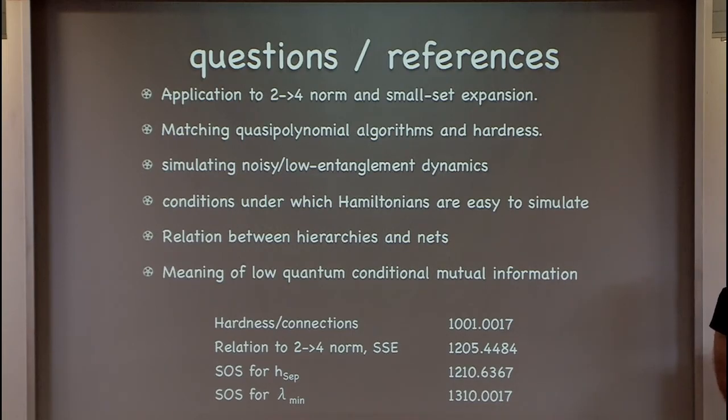Stephanie mentioned that if there's always low entanglement, then you can get a good simulation. But what if there's a noisy circuit with some version of low entanglement? Can you make use of the noise? For example, if you want to simulate the D-Wave machine, can you do that with a small number of rounds of the hierarchy? In general, we'd like to know more conditions under which it's easy to simulate, for example, find the ground state of Hamiltonians, relating hierarchies and nets I just mentioned.